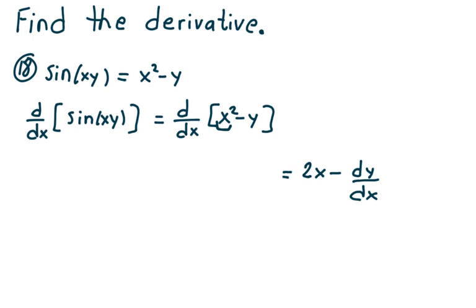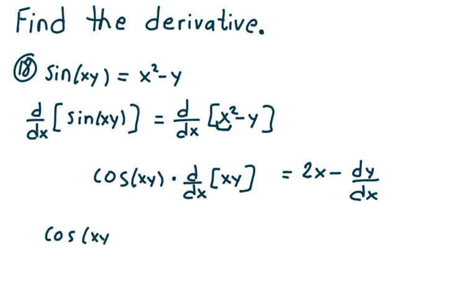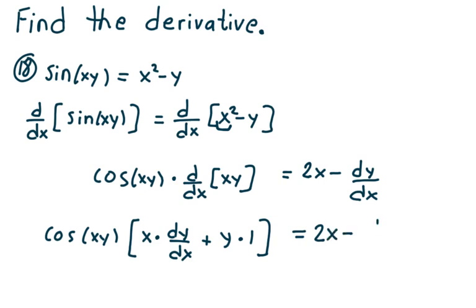That's the right side. On the left side, I'm going to write cosine of xy times the derivative of xy with respect to x. Okay? And so this is cosine of xy times, now, by the product rule, I can say x times dy/dx plus y times 1. And then on the other side, I'm going to keep 2x minus dy/dx.